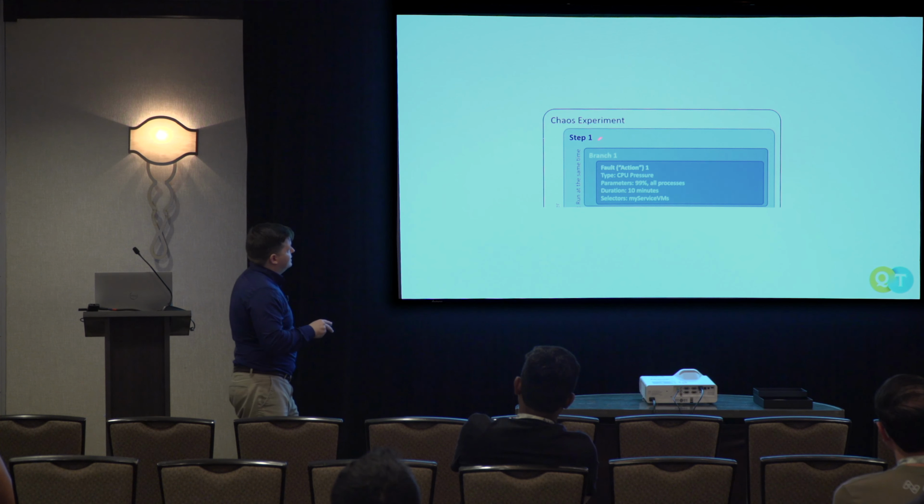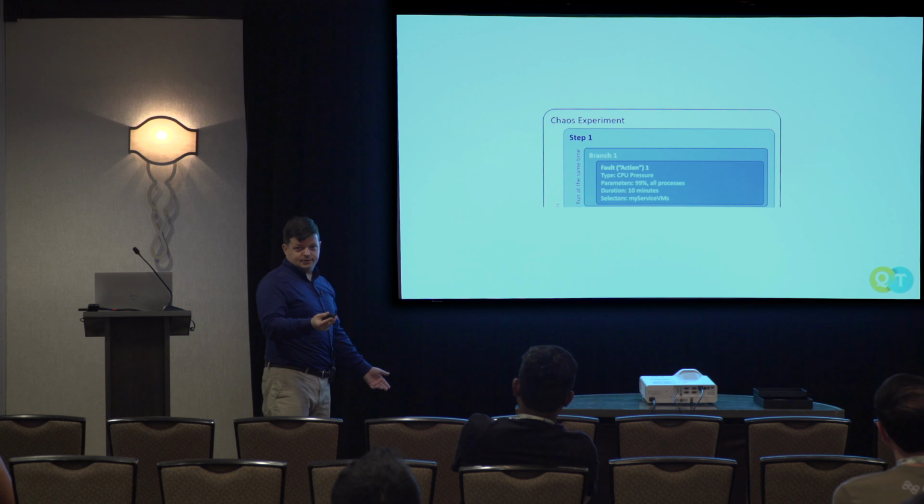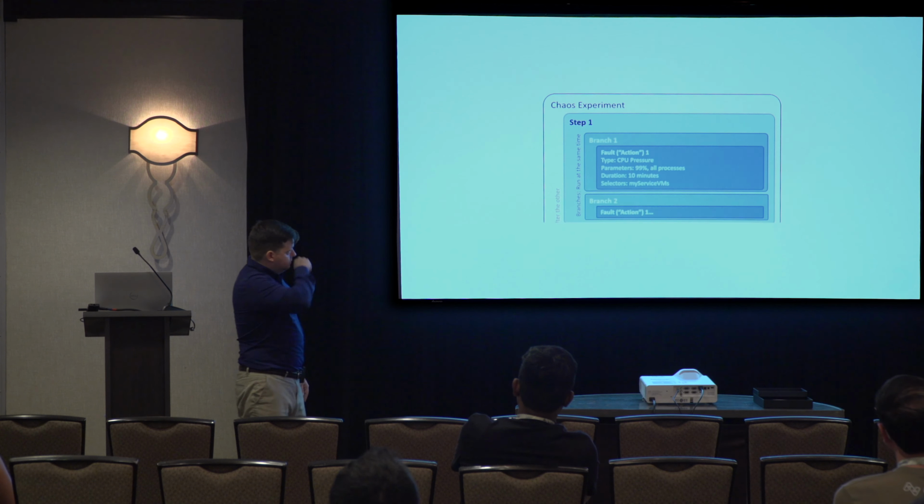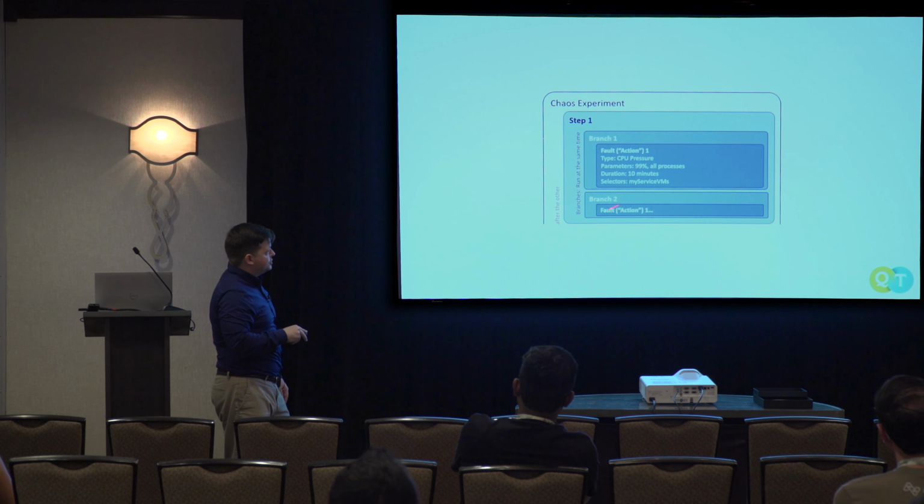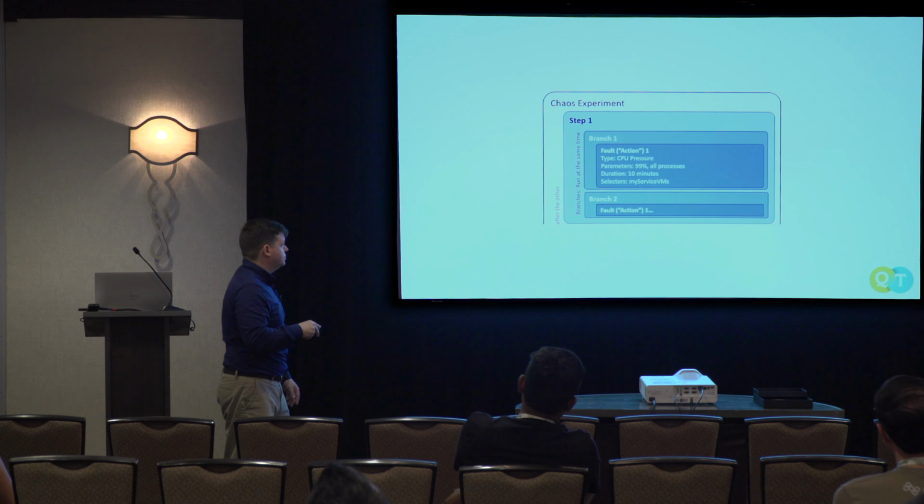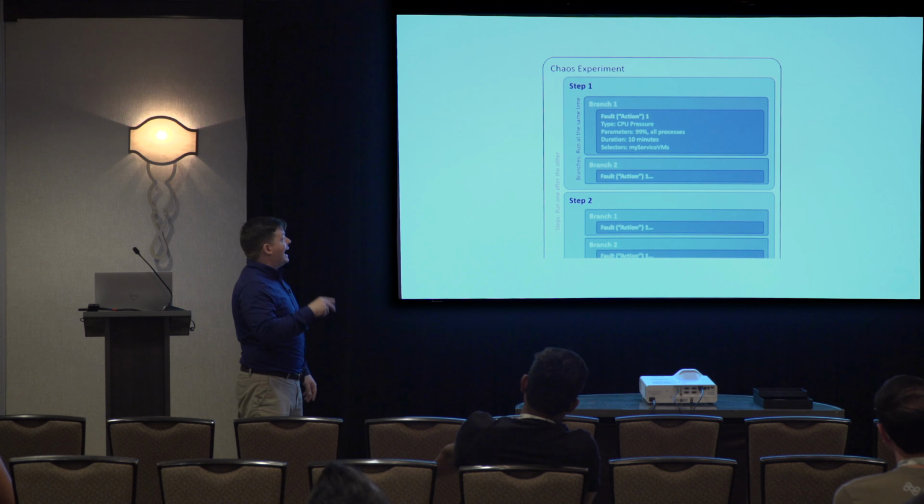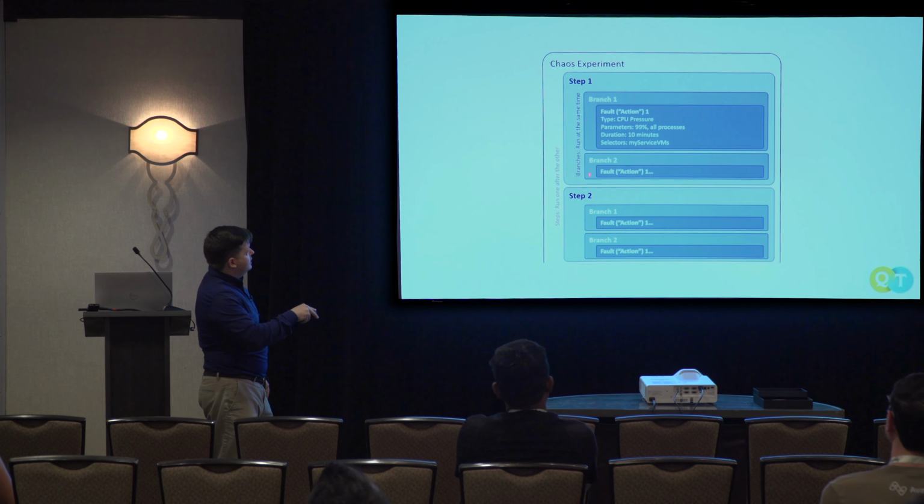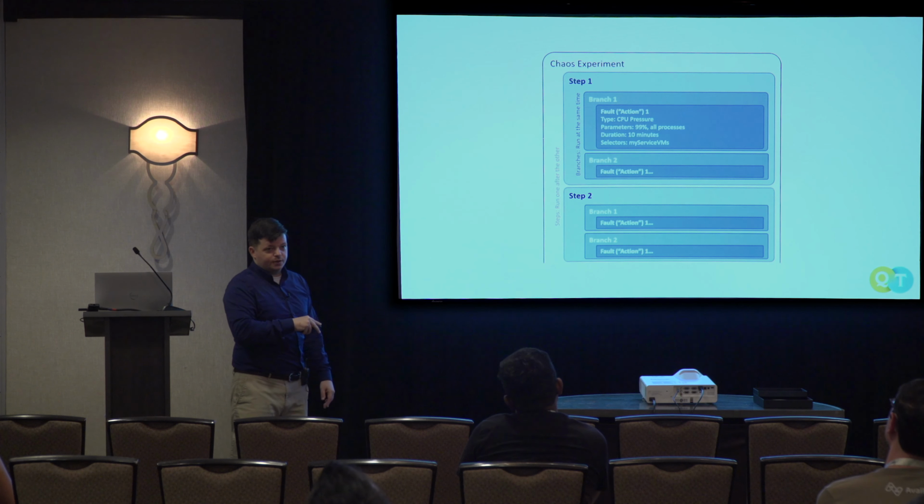I have an experiment, step one, branch one, action one. And my first action would be, let's take the CPU pressure to 99% on all processes. Branch two is some different kind of fault that I want to run, like turning off Cosmos DB or shooting the memory up too much. And then after that, so branches run at the same time, but steps are sequential. They run one after another.